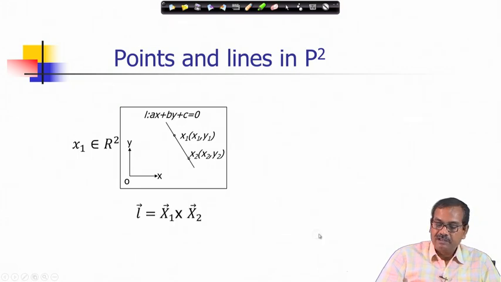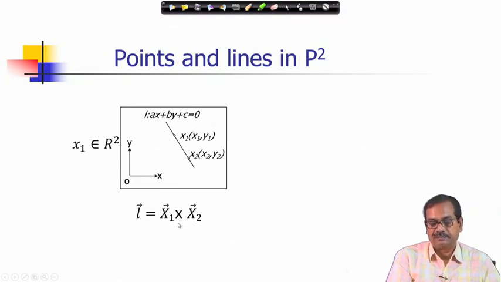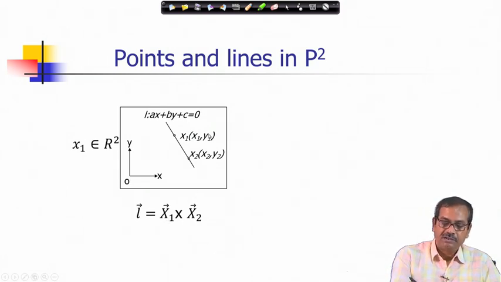And similarly, this line can be computed as a cross product of these 2 three-vectors. x1 represents the corresponding projective homogeneous representation of point x1, and x2 is the homogeneous representation of point x2. So, there are 3 vectors. If I take the cross product, you will get this straight line.